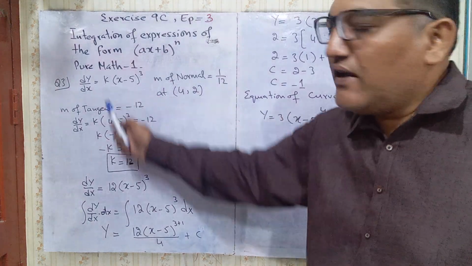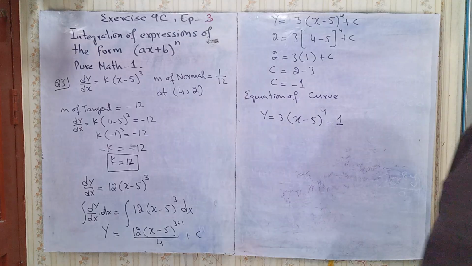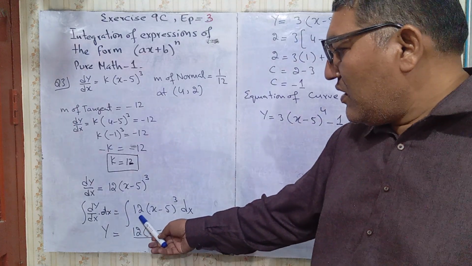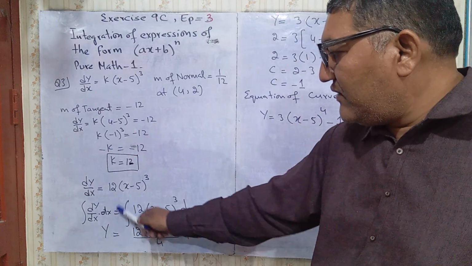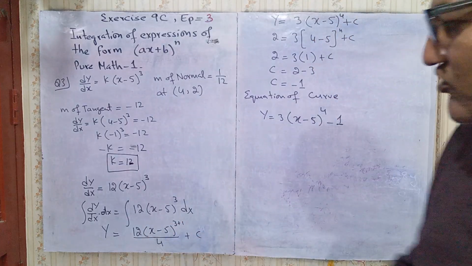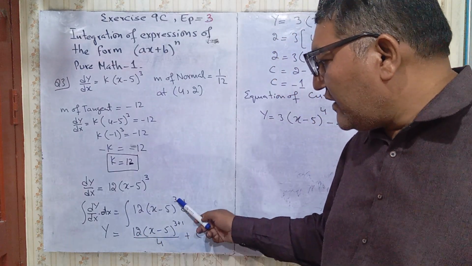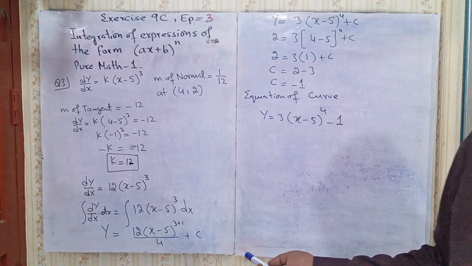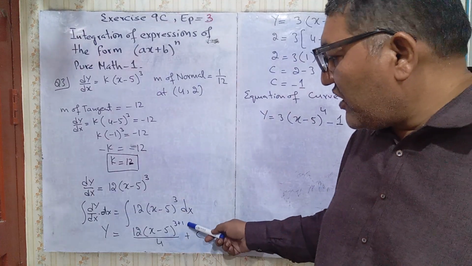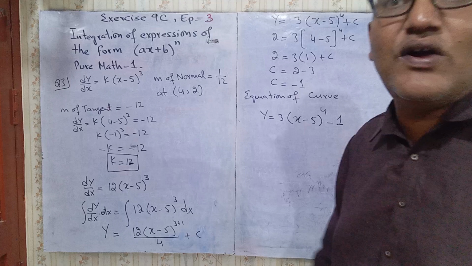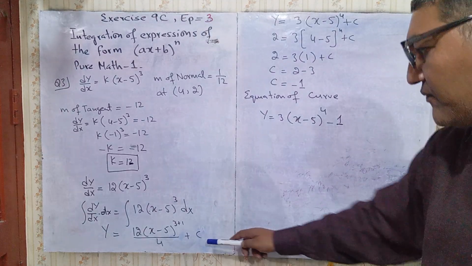Put the value of k here, and then integrate both sides. You can see we have put the value of k, 12, then integrated both sides. So this will become y. This will become 12 into (x minus 5), and the power is increased by 1 in the integration, so 3 plus 1 is 4. With the same number, you have to divide, plus c.